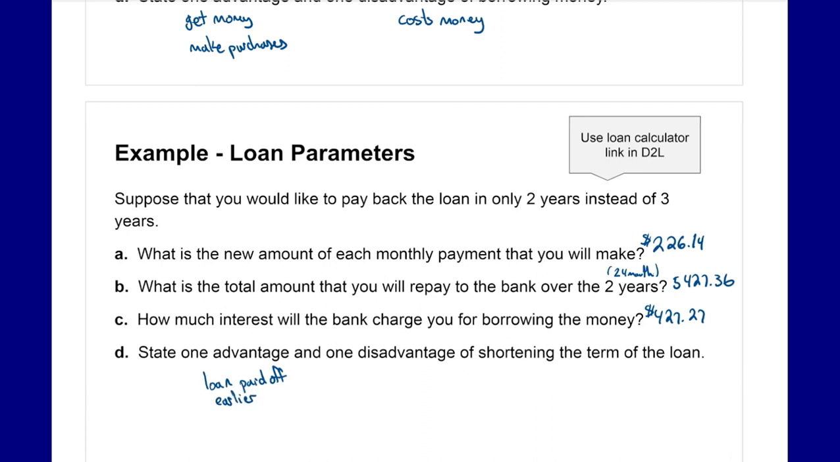Loan will be paid off earlier, right? You don't owe as much, right? You pay less interest. Right? They'd be done if you did 2 years, you'd be done a year earlier. You would have saved the $200 in interest, right? But the disadvantage, right? The monthly payment is higher.